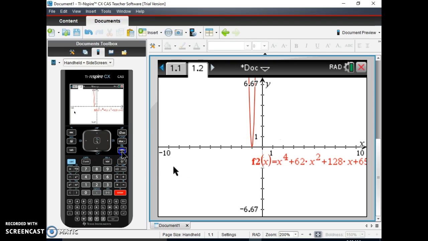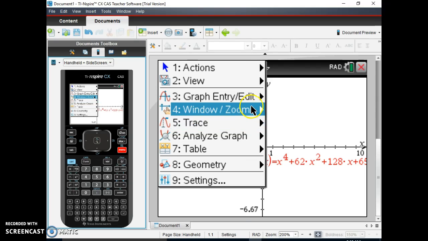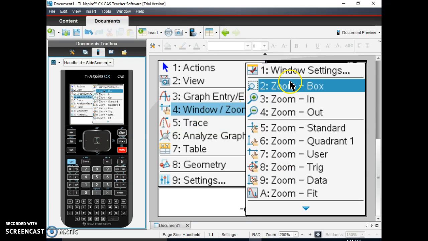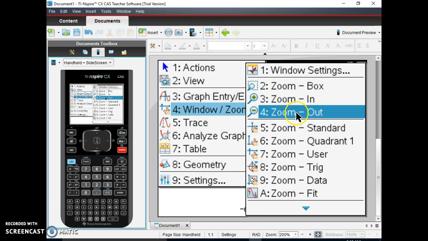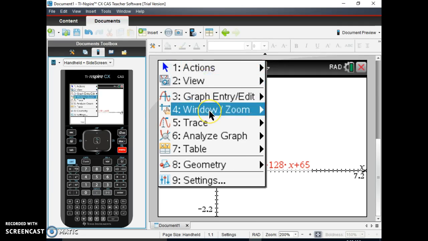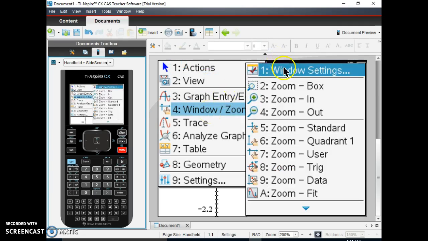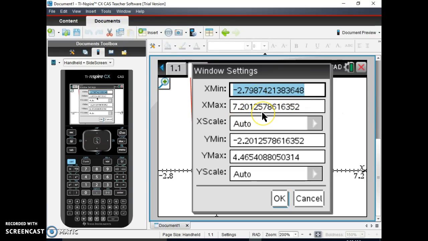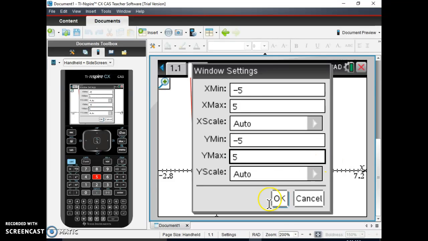I can go to my menu, and if I want to see a better graph of it, I could zoom in or zoom out. If I want to set my window settings, I can go to menu, go up to window settings, and manually type in what I want. So let's say I wanted -5 to +5, and then the y-axis, -5 to +5 also.